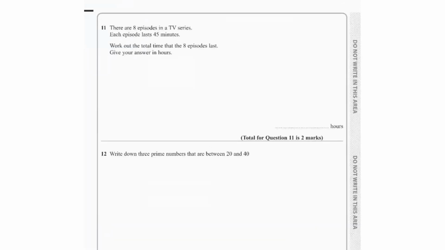Question 11 says there are 8 episodes in a TV series. Each episode lasts 45 minutes. Work out the total time that the 8 episodes last. Give your answer in hours.